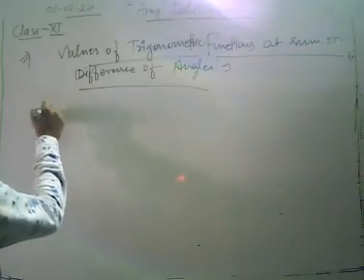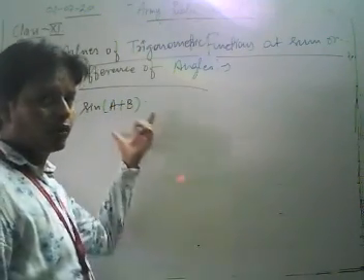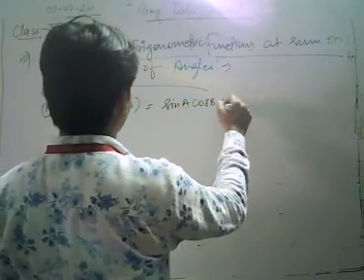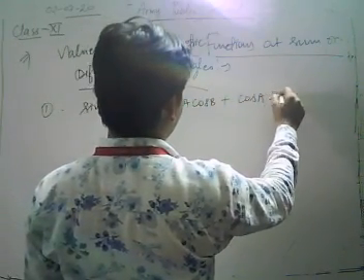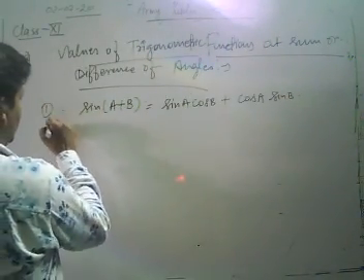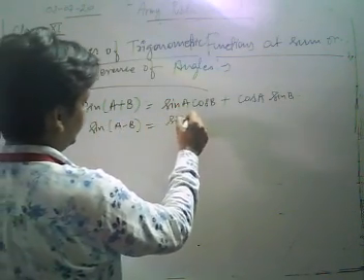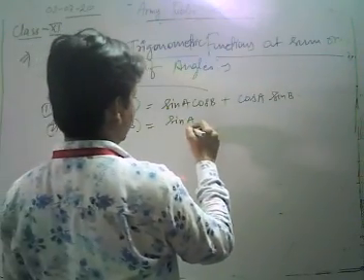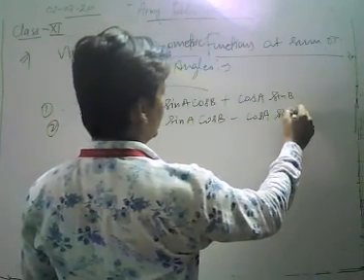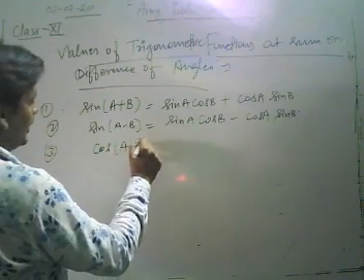Here the first identity is sin(a plus b), the value of sin(a plus b) is sin a cos b plus cos a sin b. Second one, sin(a minus b). Same formula, but here the sign is changed: sin a cos b minus cos a sin b. Third one, cos(a plus b).